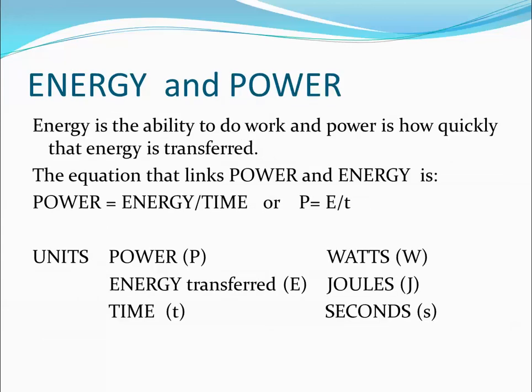Energy and power, there's a special equation that links them, and we have power equals energy divided by time, or P equals E over T. We've been using these units for quite a while now, so power P is in watts, energy transferred, or E, is in joules, and time standard unit is seconds. These are all standard units, hence we change kilojoules to joules, we change minutes to seconds, and so on.